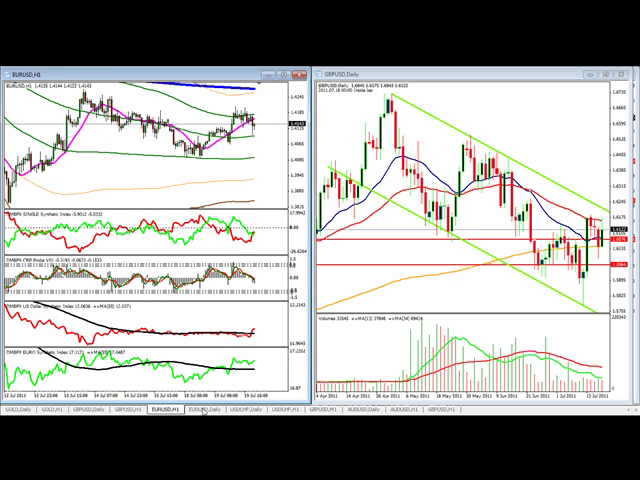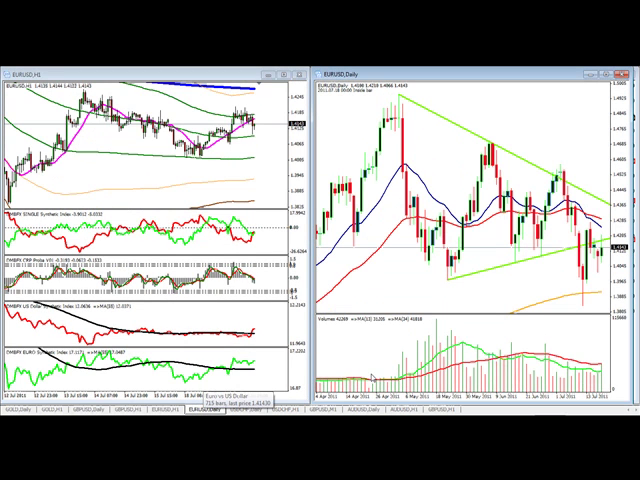Switching over to the euro dollar, here we are also starting to range again. We're not seeing it get up as high as the pound dollar did, but it is starting to range in value again.